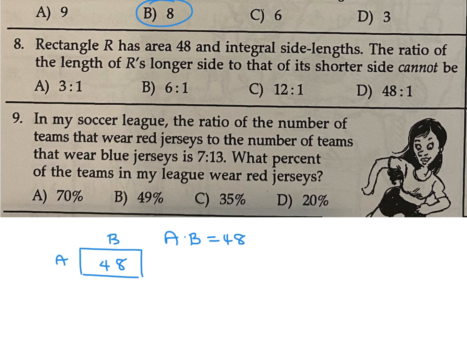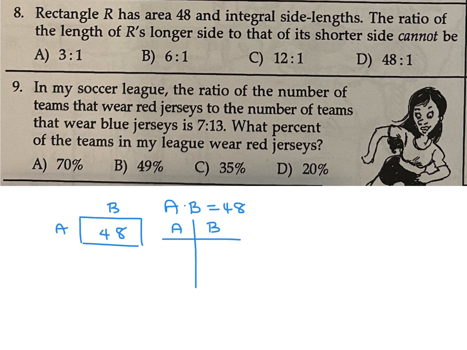That's it. Oh, okay. So I guess this is just trial and error. So that means A and B, well, B is the longer side, right? So if we make a table, what are the possibilities? The only thing that we know was A times B is 48. What are the possibilities with A being less than B, right? So we have 48 and 1. We have 24 and 2.